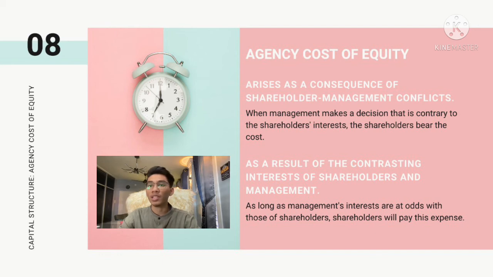As long as management's interests are at odds with those of shareholders, the shareholders will pay this expense. Management may be enticed to make poor choices that do not maximize the firm's worth. Any step used to monitor and avoid this will have a cost. Thus, the agency expenses will include both the cost of suboptimal choices and the cost of monitoring management in order to prevent them from making such judgments.